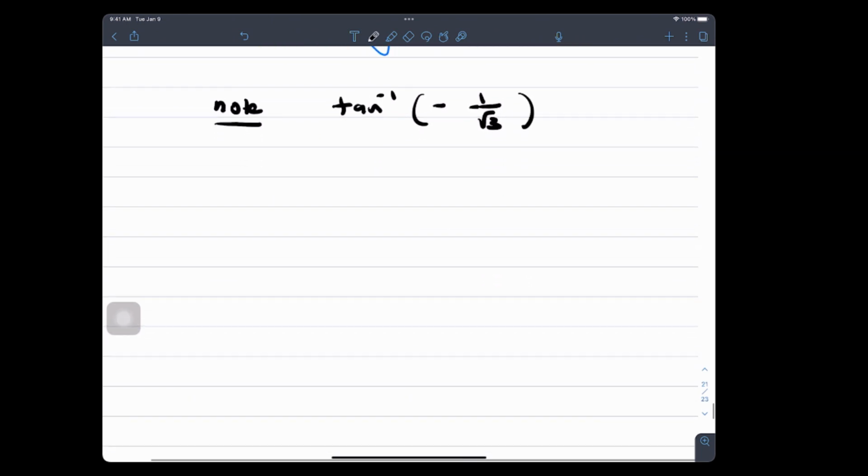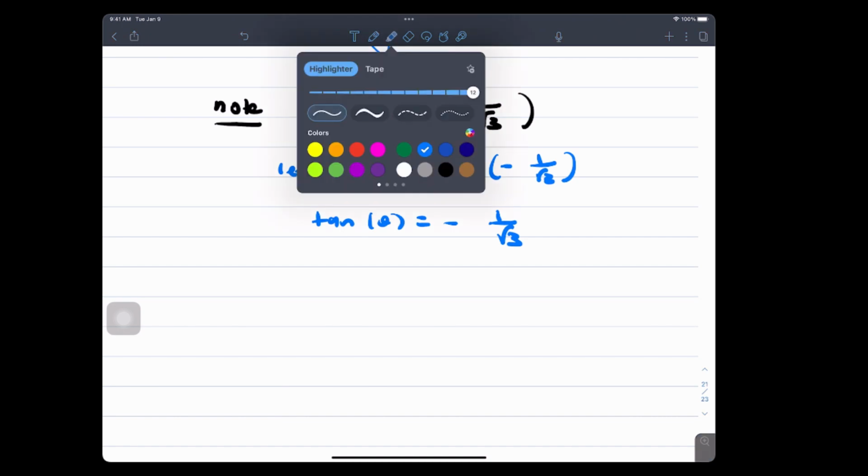But what about the negative version, the negative value in the inverse tangent? You want to know that too, because you can start it the same way. You're going to let theta be the inverse tangent of this value, right? It's done the same way. And then that means tangent theta is what? -1 over the square root of 3.